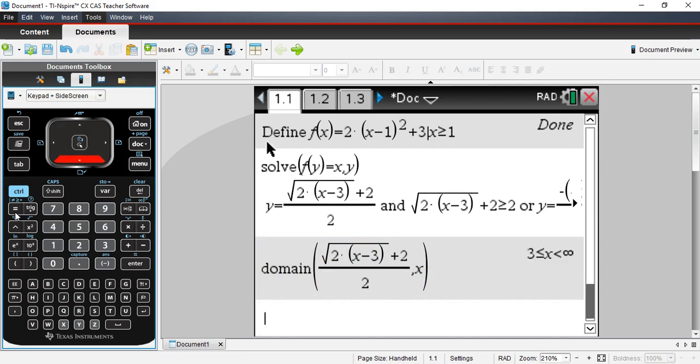What is the answer? C? I think it's C. No, it's not C. It's B. D. Answer is D.